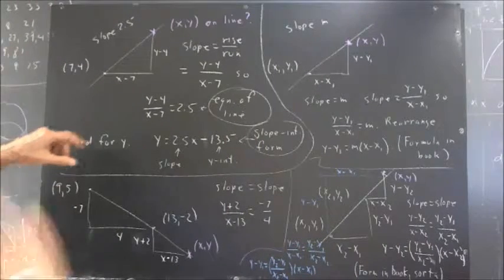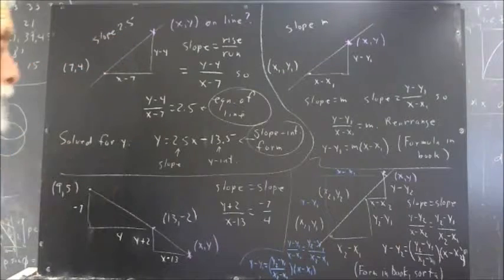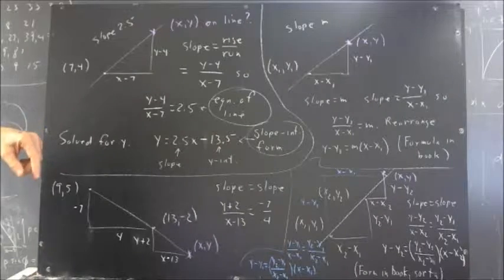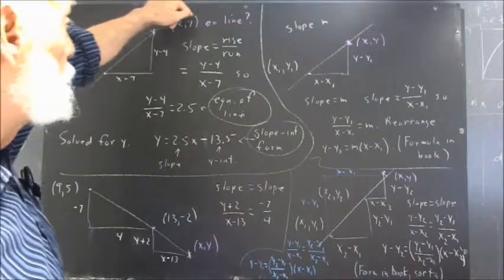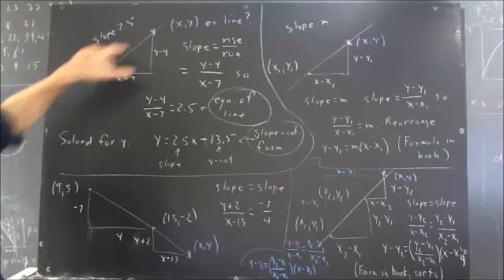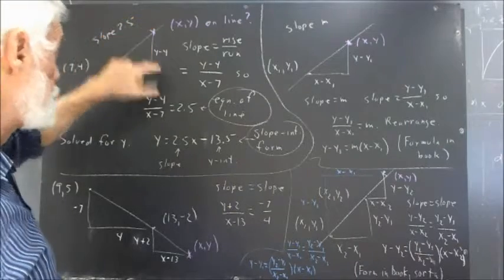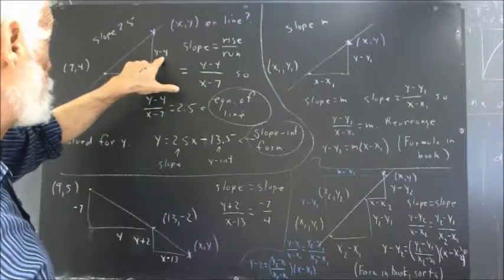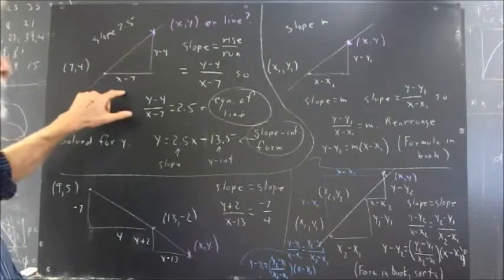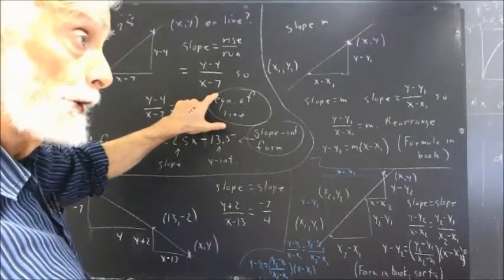We find the equation of a line through (7, 4) with a slope of 2.5. We do this by sketching a line through the point and putting a point (x, y) on that line. Now, the slope of the fundamental triangle that we get between the two points: the rise is y minus 4, y-coordinate minus y-coordinate, the run is x minus 7.